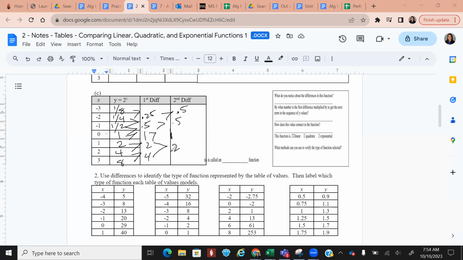Are the first difference the same number? No. Is the second difference the same number? No. But could we take these numbers and multiply them by something to get the next number? Yes. And that's going to be 2. And this is called an exponential function.